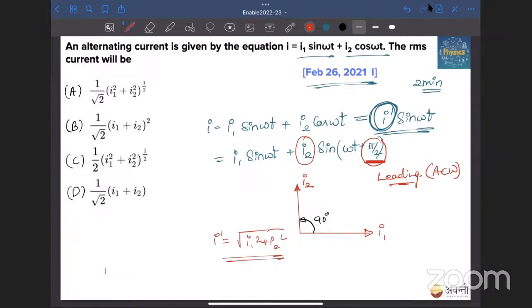Now I want the RMS. So I RMS is equal to the net current by root 2. So it is under root of I1 square plus I2 square, by root 2. So which is the correct answer, children? Option C. No, it won't be C. Option A. Okay. How is B coming? You will have to take the under root too.